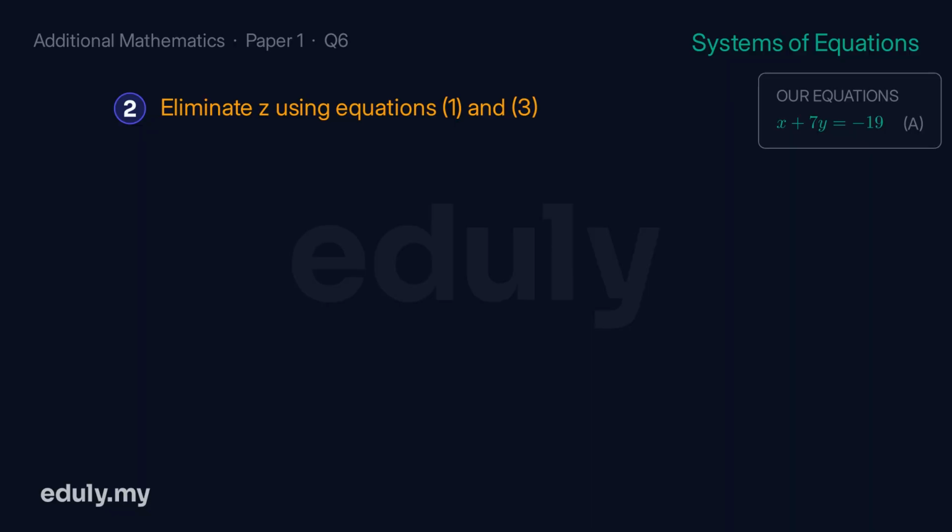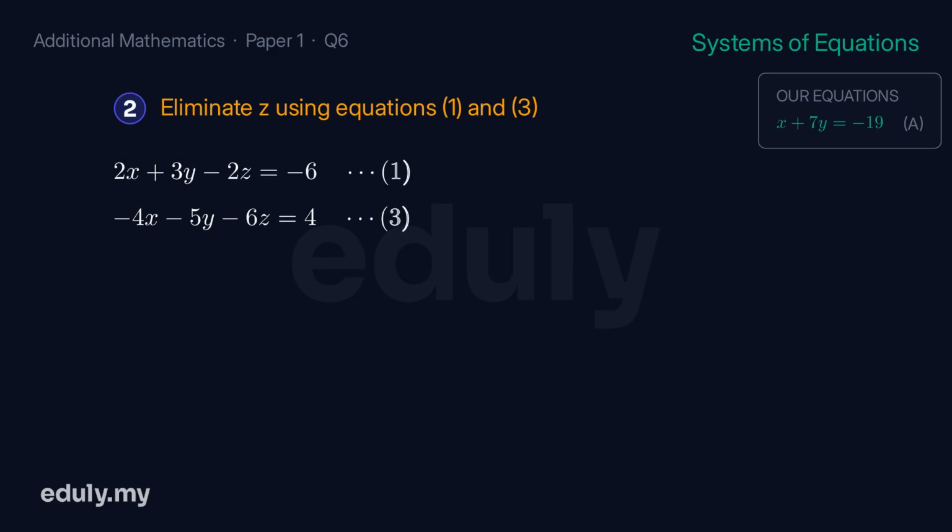Step 2. Now we eliminate z using equations 1 and 3. Equation 3 already has negative 6z. Multiply equation 1 by 3 so its z term becomes negative 6z, the same coefficient, then subtract equation 3 to cancel them.